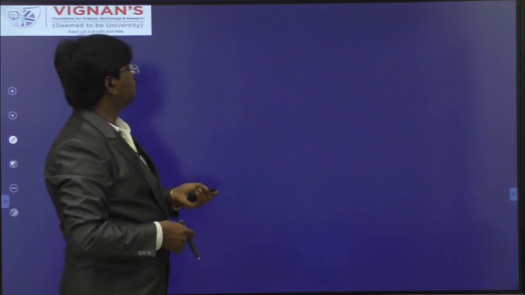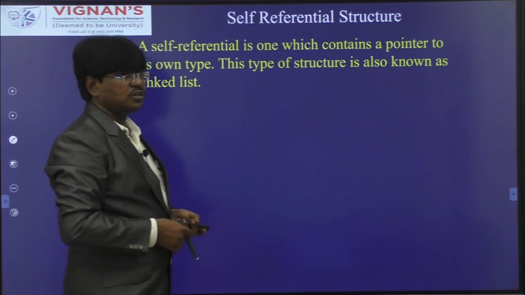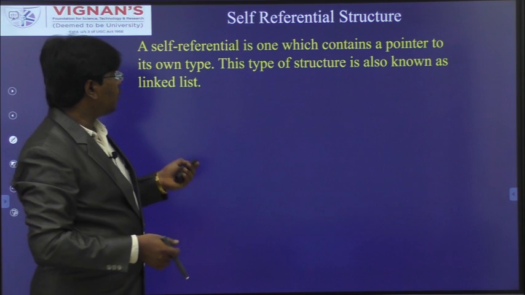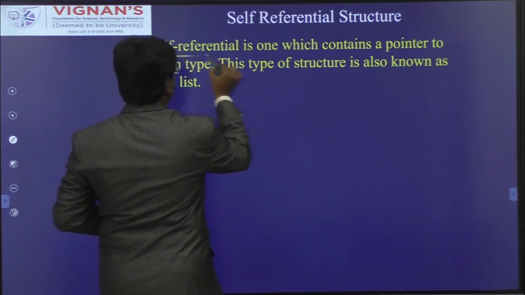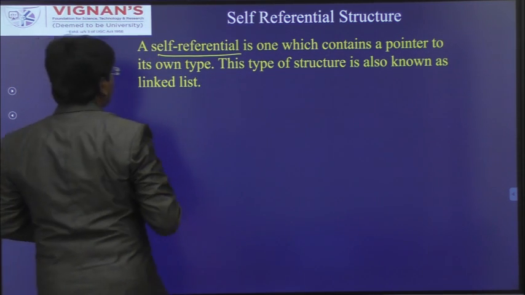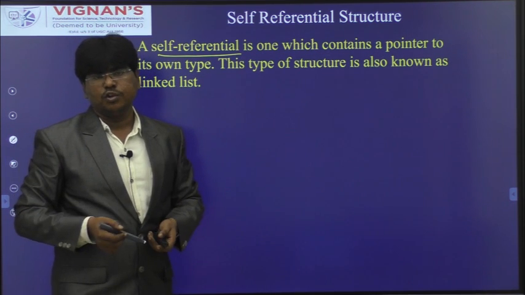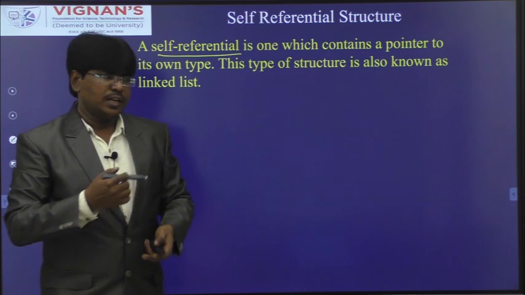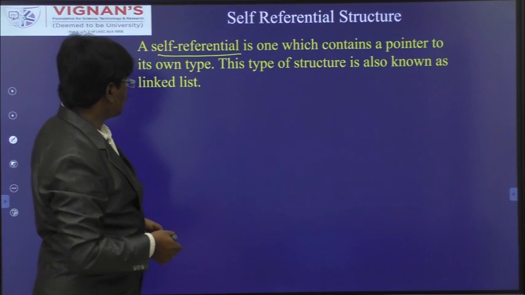Okay. And the next concept, I think this is the last concept for today's video session, is self-referential structure. The name itself indicates what it is. Self-referential is nothing but the structure itself referring. You know the recursion concept: a function calling itself is called recursion. Like that, sometimes a structure refers to itself. That is called a self-referential structure.